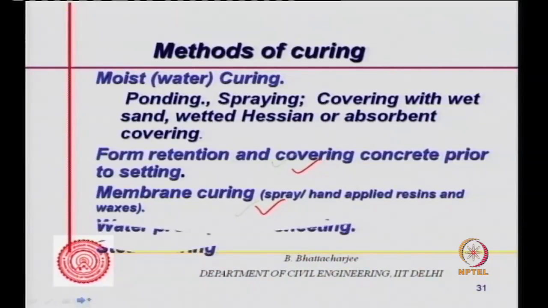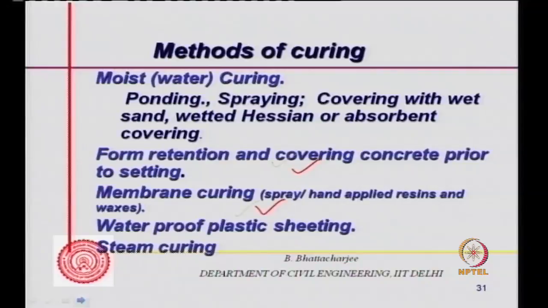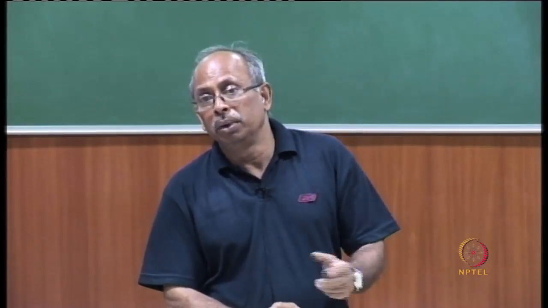Then you have steam curing. Waterproof plastic sheeting some people have used, and steam curing. Steam curing is used where you want to get accelerated strength. Maybe you are doing pre-stressing and want to do it quickly, and that is where you use this.